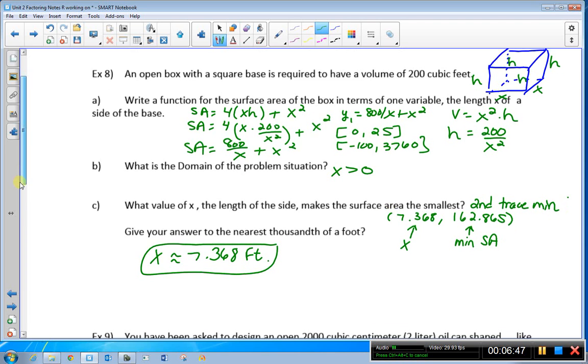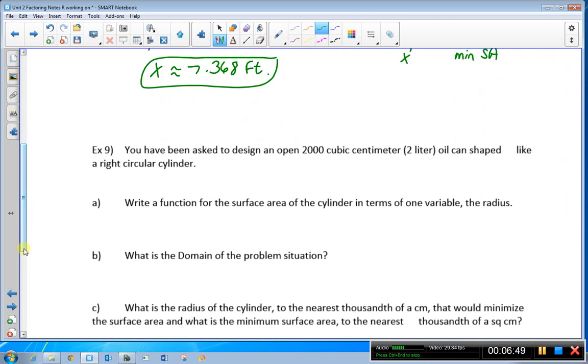And that's that. For example 9, you've been asked to design an open 2,000 cubic centimeter oil can shaped like a right circular cylinder.